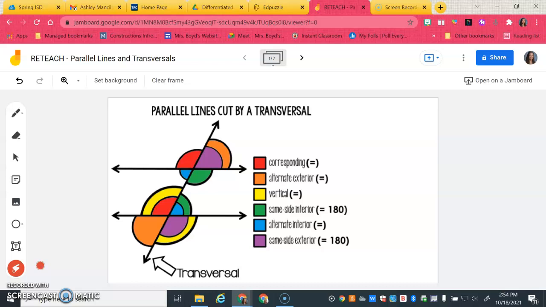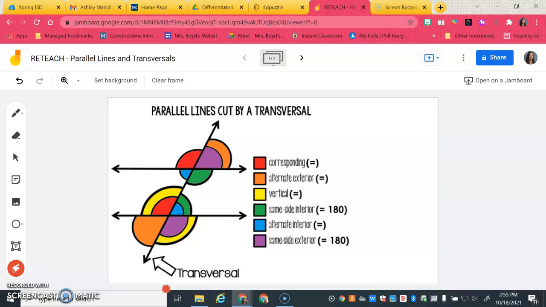Then we have alternate exterior angles, and those are going to be our orange ones. They're on the outside of the parallel lines, so everything inside would be interior, and everything outside would be exterior. So my orange ones are exterior, and they're on different sides of the transversal. They're on alternate sides. And you'll notice that they're congruent. They're equal to one another, and the orange ones are acute.